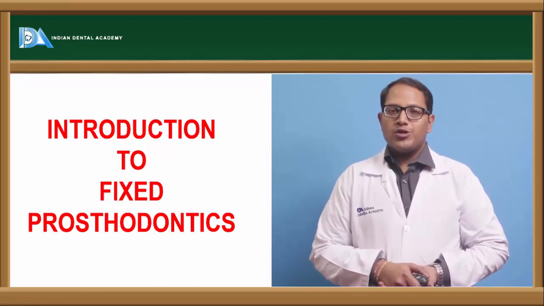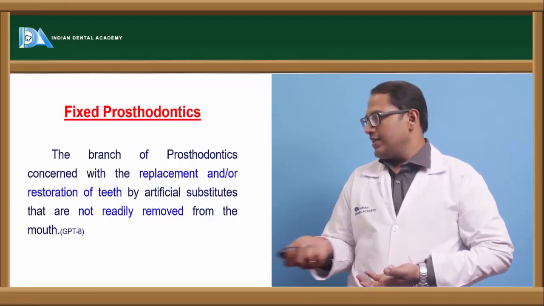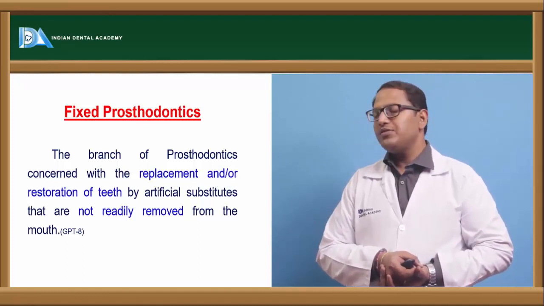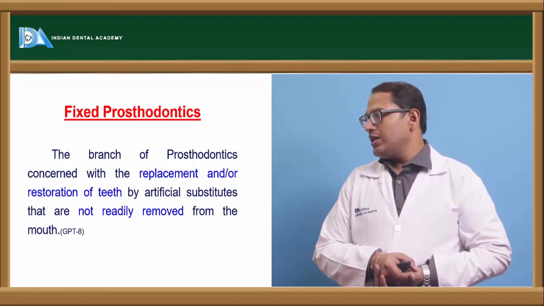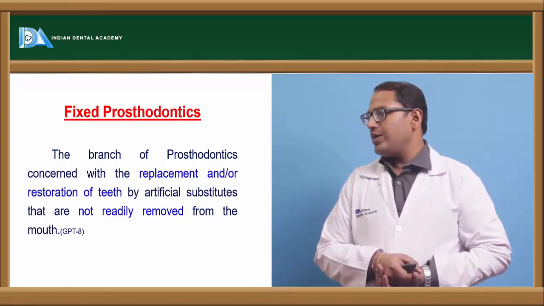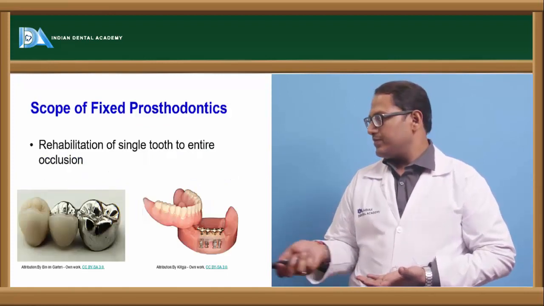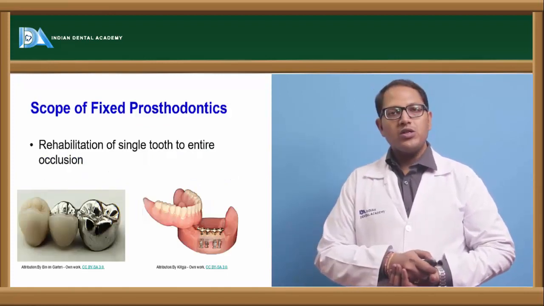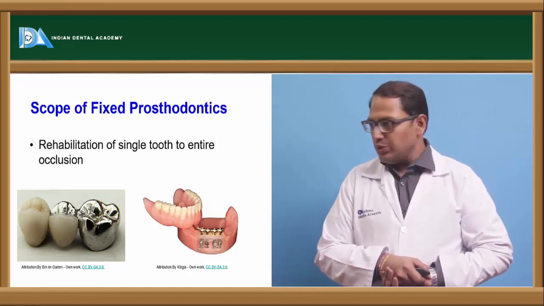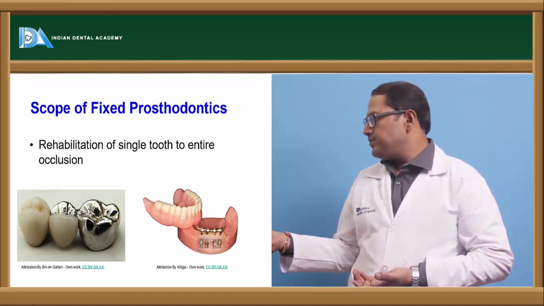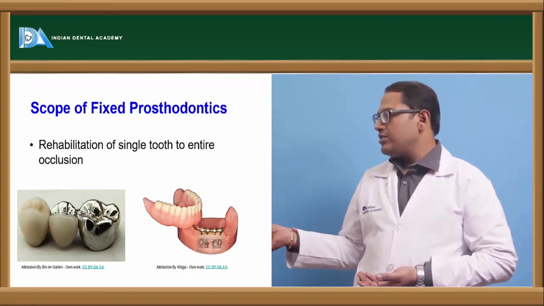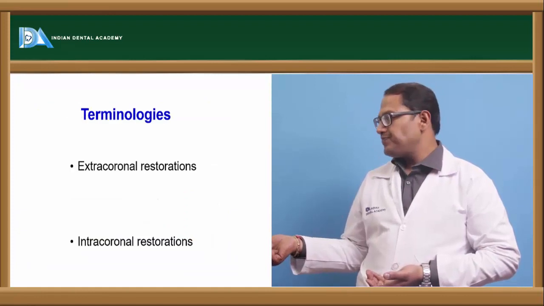Introduction to fixed prosthodontics. Fixed prosthodontics is that branch of prosthodontics concerned with the replacement or restoration of teeth by artificial substitutes that are not readily removed by the mouth. The scope of fixed prosthodontics, where all we can use it: rehabilitation of a single tooth, like we can see here, to the entire occlusion, rehabilitation of the entire denture fixed with implants.